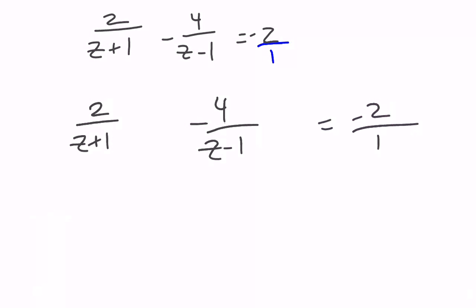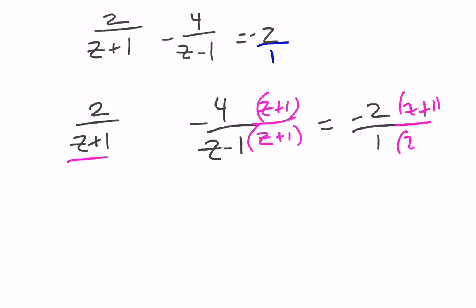So my first denominator is z plus 1. My second fraction does not have a z plus 1, so I need to multiply that by z plus 1 over z plus 1. My second one does not have a z plus 1. So z plus 1 over z plus 1.